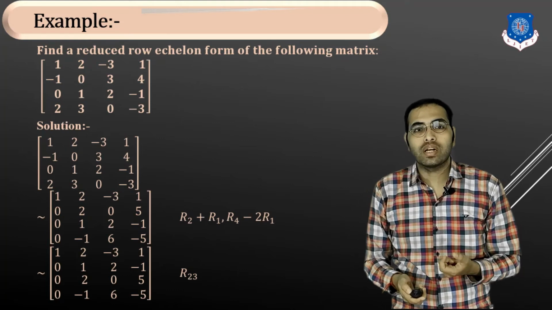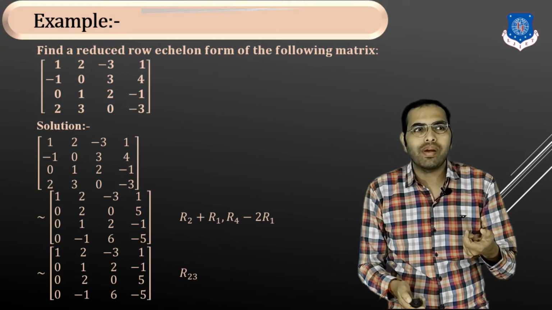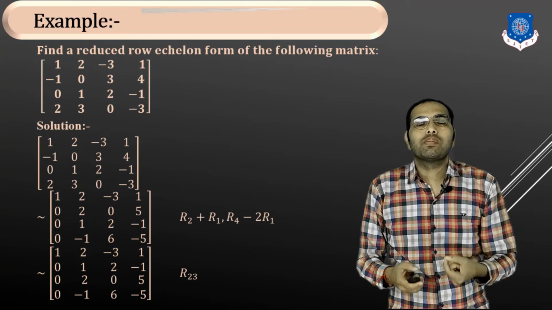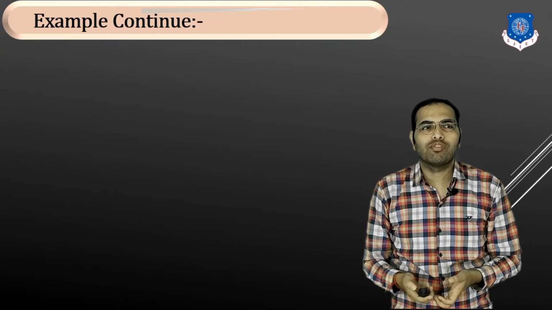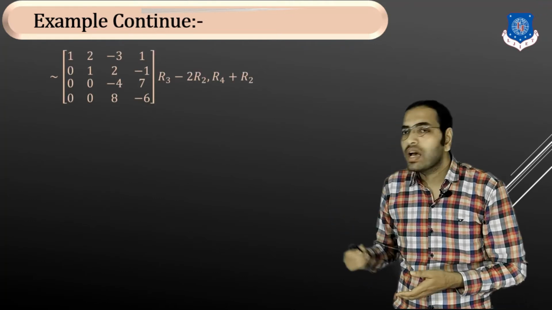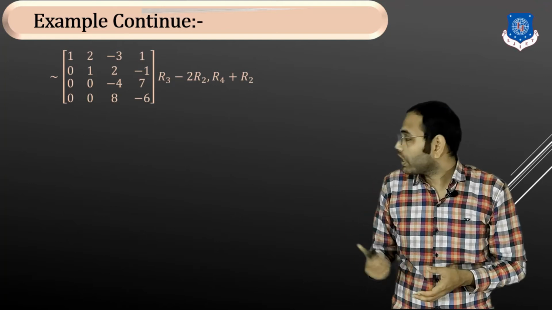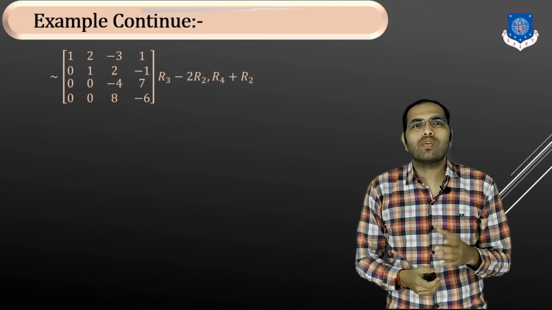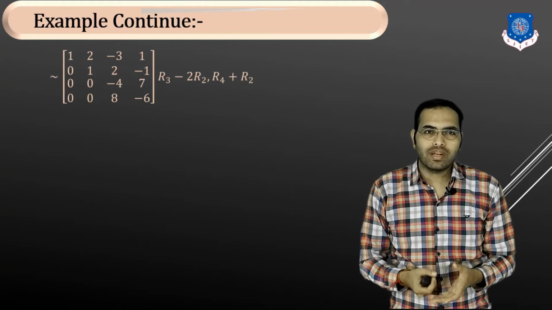Now, with the help of the second row as a leading element, and making the remaining entries of that column 0 at the bottom side of it, with the row operations R3 minus 2R2 and R4 plus R2, our matrix becomes 1, 2, minus 3, 1, 0, 1, 2, minus 1, 0, 0, minus 4, 7, 0, 0, 8, minus 6.